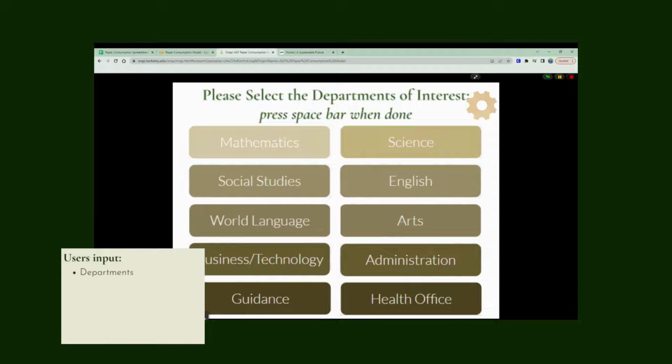First, users input factors like the departments of interest, the number of faculty members per specified department, the average weekly paper consumption per teacher, and finally, the month of interest.